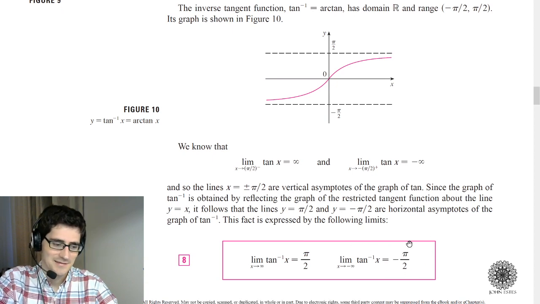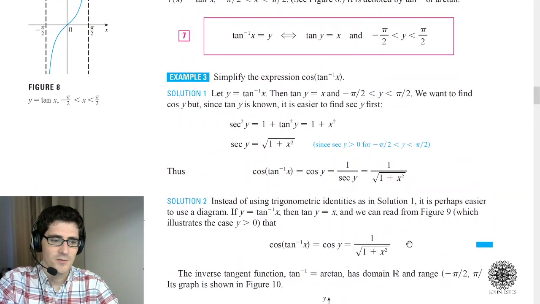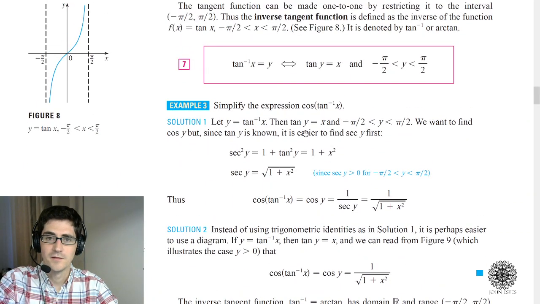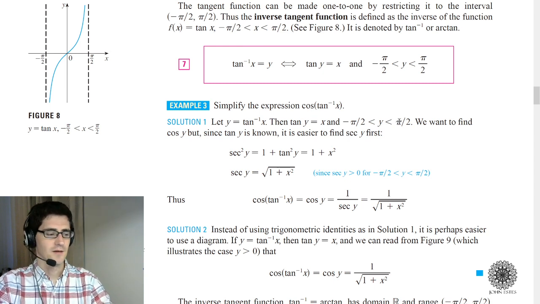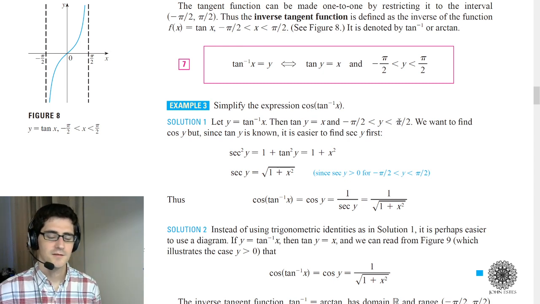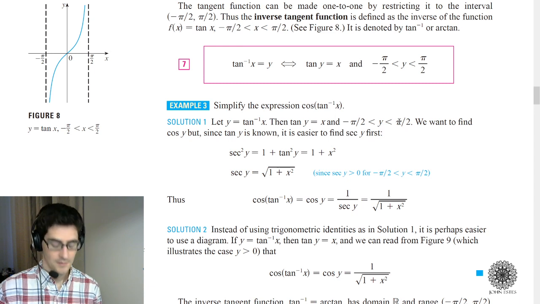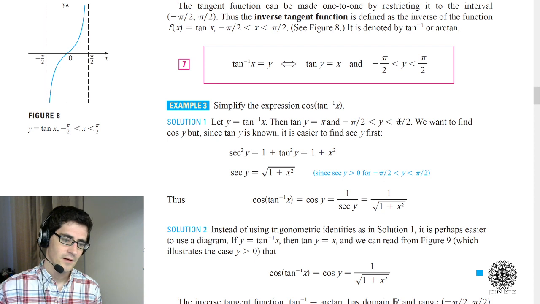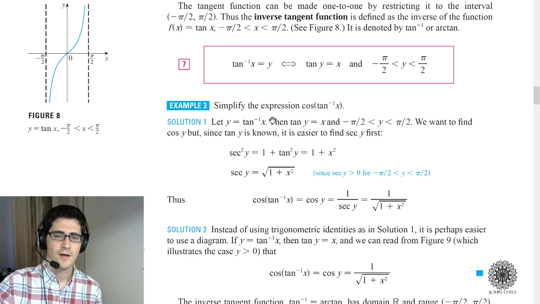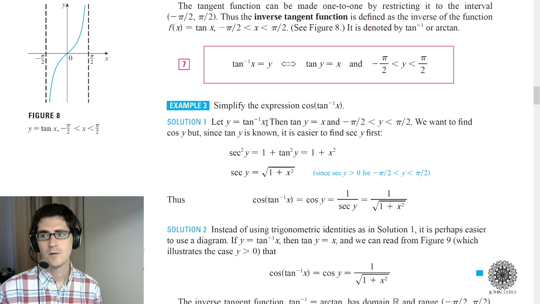Make sense? Okay. Let me go back to example 3. We're going to simplify this expression now. I have cosine of tan inverse of x. And it's good practice to get an idea of how to do this. And when we take the derivative of tangent, you'll see how relating the trig to the algebra is actually a very powerful tool.